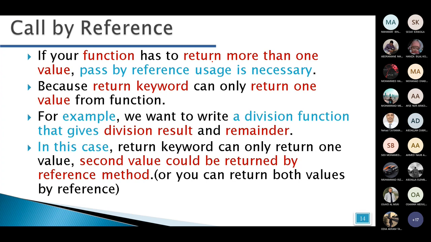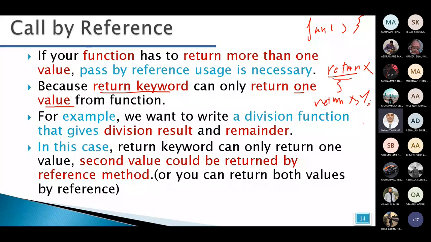The other use is to return more than one value from a function. Why? Because the return keyword inside the C function, when you have a function doing something and you want to return a value, this return keyword can return only one value. So you can make return X, but you cannot say it in C language. Maybe in other languages it could happen, but in C language, you cannot say return X and return Y at the same time, return X and Y. This is not correct in C language.